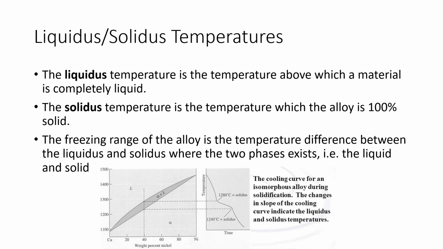Liquidus and solidus temperatures. The liquidus temperature is the temperature above which a material is completely liquid. The solidus temperature is the temperature at which the alloy is 100% solid. The freezing range of the alloy is the temperature difference between the liquidus and solidus, where the two phases exist, for example the liquid and solid.